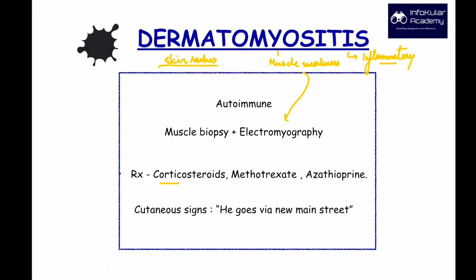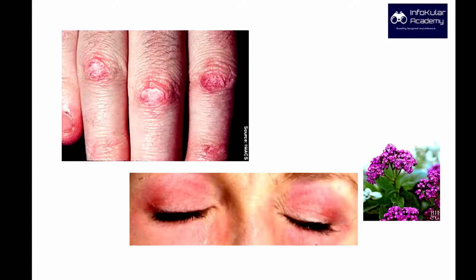The treatment is corticosteroids, methotrexate, and azathioprine, but the exam questions come from the cutaneous signs. He goes via New Main Street. He, as in heliotrope rash, goes for Gottron's papules or sign, via as in V sign, new as in nail telangiectasia, main as in M for mechanic's hand, and street as in S for Shawl sign. Let's see what these are.